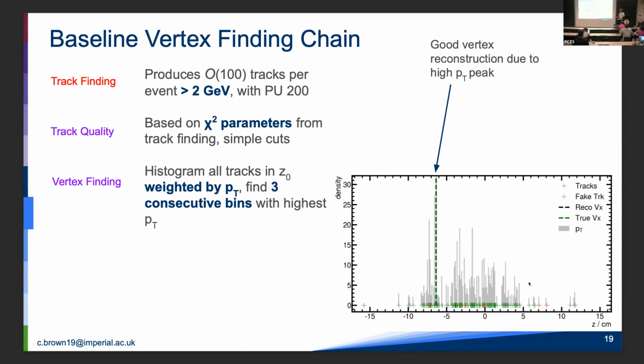So you can see in this case, we've done a really good job of reconstructing our vertex. We had this really high PT peak, and you can see that we're very close. Our reconstructed and true vertex are basically on top of each other, because we're able to isolate that high PT peak.